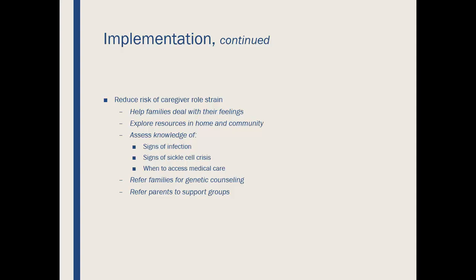You also want to refer families for genetic counseling, especially if they plan to have more kids, so that they will know about their risk of transmitting this disease to another child. You also want to refer the parents to support groups so that they can have contact with others with the disease, and sometimes that is beneficial and helpful.